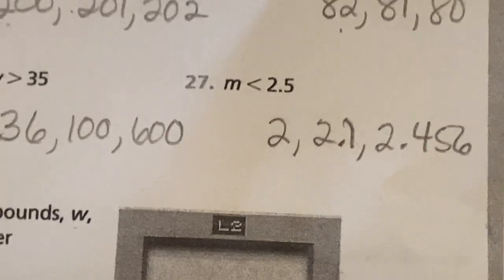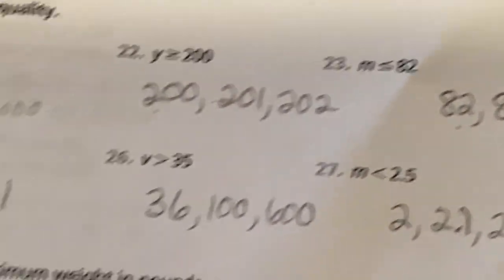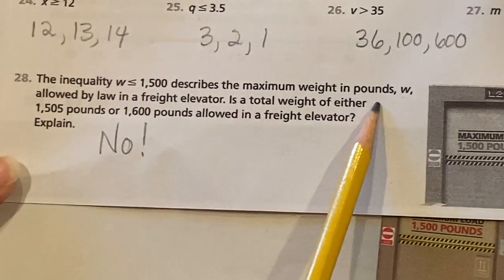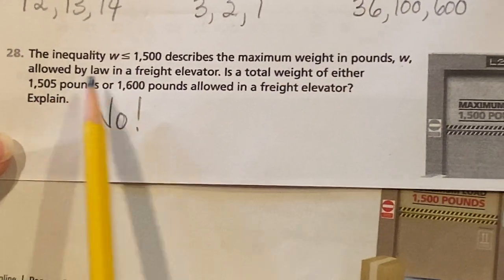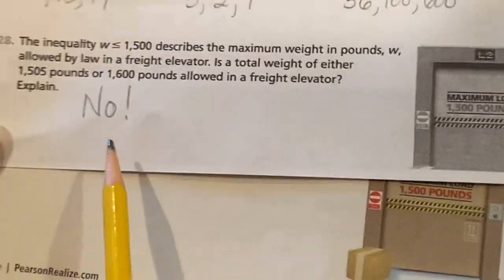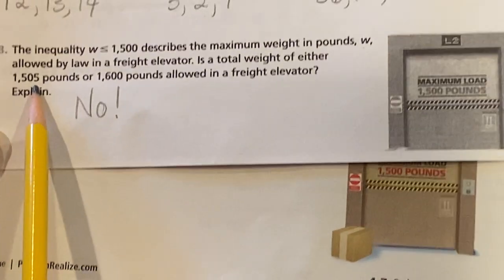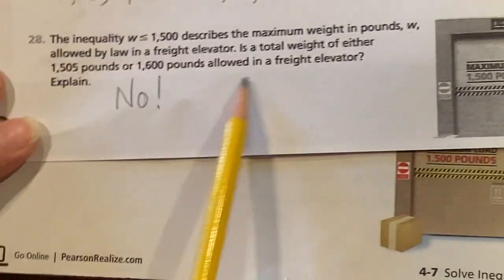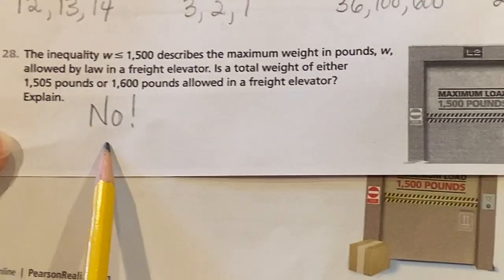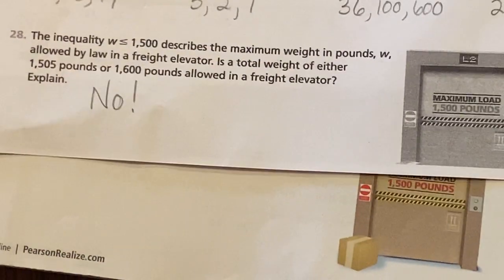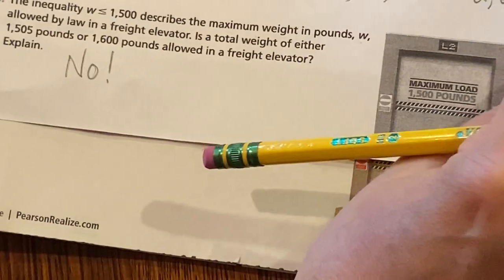All right, this final word problem: the inequality W is less than or equal to 1,500 describes the maximum weight in pounds, W, allowed by law in a freight elevator. Is a total weight of either 1,505 pounds or 1,600 pounds allowed in a freight elevator? No, because those are more than 1,500. Okay, let's look at the next page.